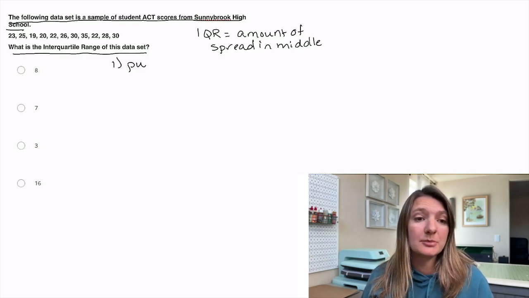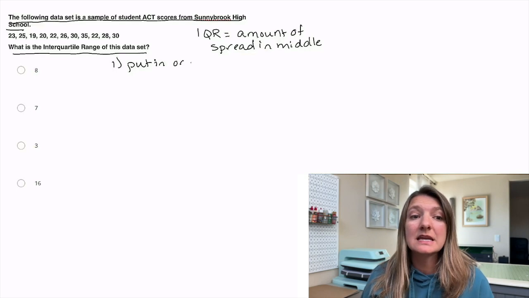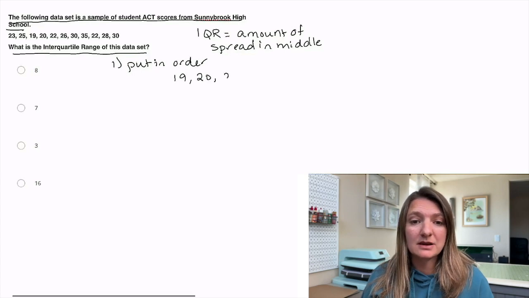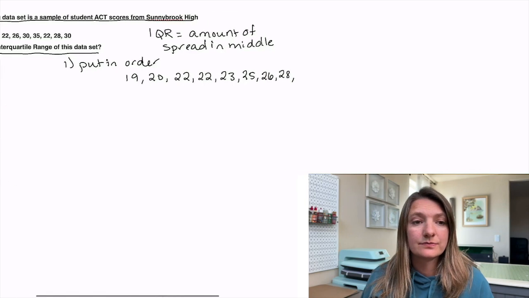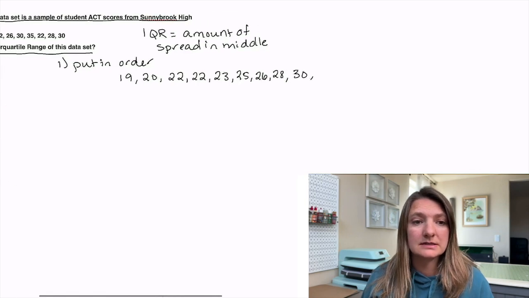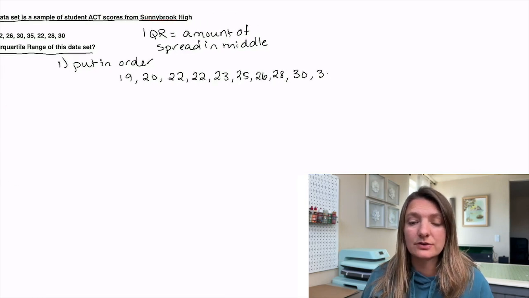So the first step is to put our data set in order, from lowest to highest number. If you're going to bear with me here, I'll put that in order. So we have 19, 20, 22. Then we have 23, 25, 26 in our range, 28. Then we have two 30s, and finally 35.